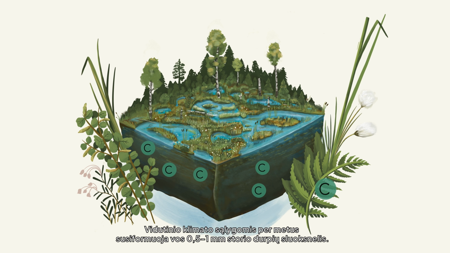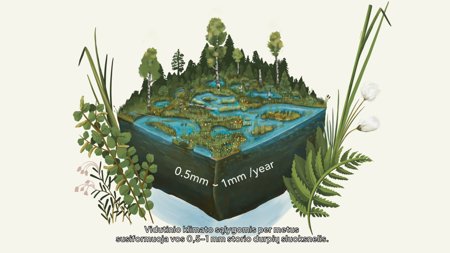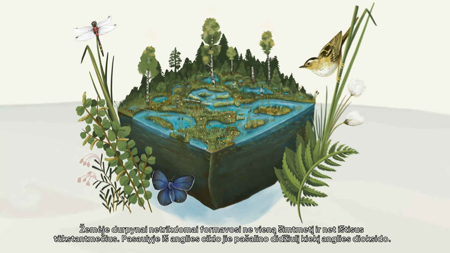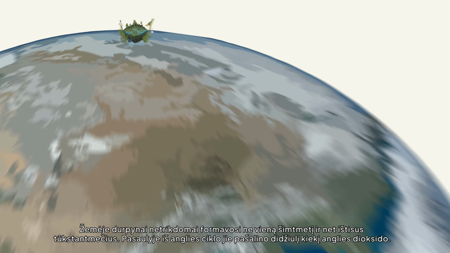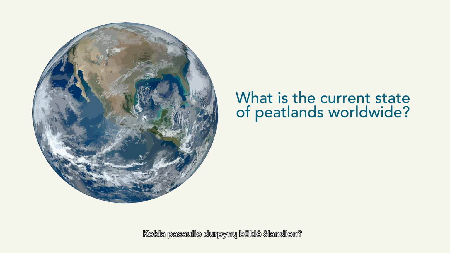Peatlands in the temperate climate region thus grow 0.5 to 1 millimeter in height per year. All over the world, peatlands have developed undisturbed over centuries to millennia and have removed large amounts of carbon from the global carbon cycle. What is the current state of peatlands worldwide?